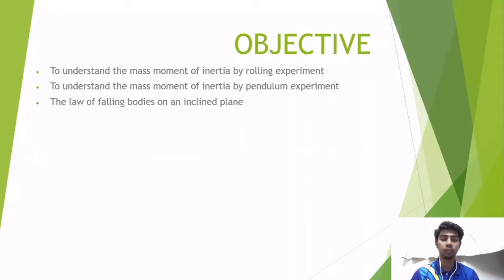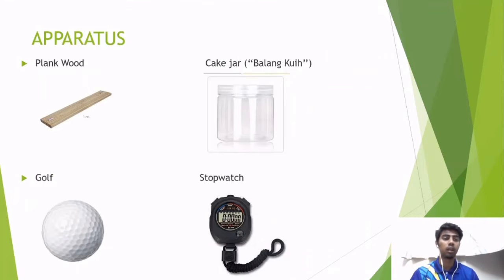Now I am going to talk about the experiment on a rolling disc on an inclined plane. The objective of the experiment is to understand the mass moment of inertia by rolling experiment, next to understand the mass moment of inertia by pendulum experiment, and finally the law of falling bodies on an inclined plane. I will also talk about the apparatus that we use in this experiment.